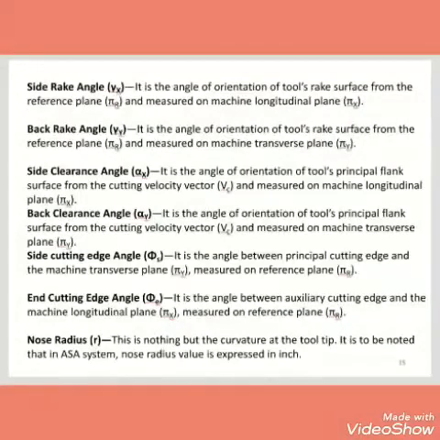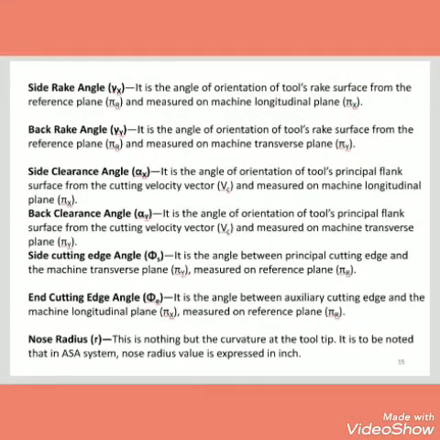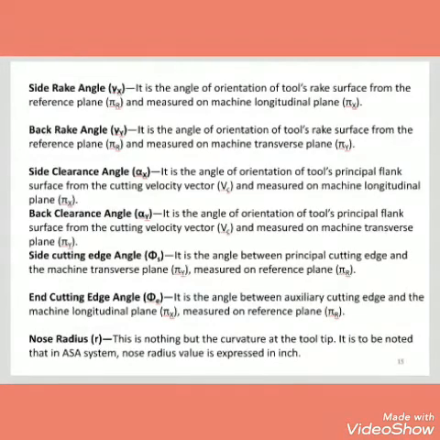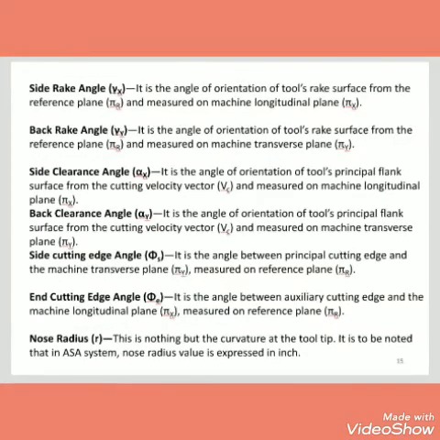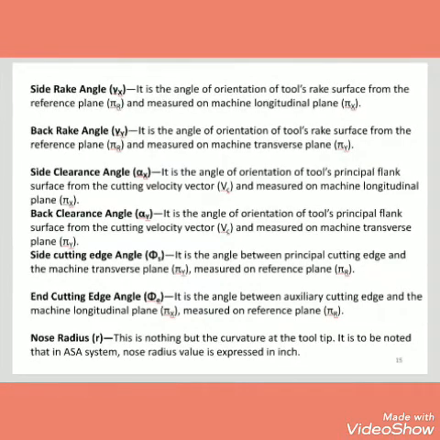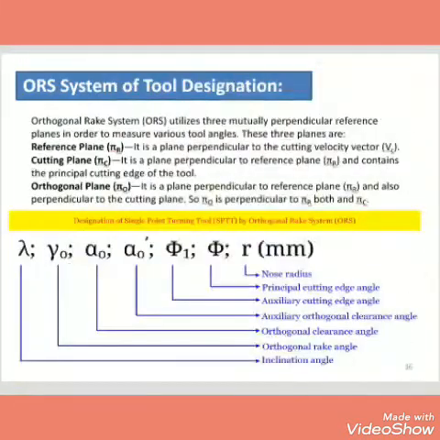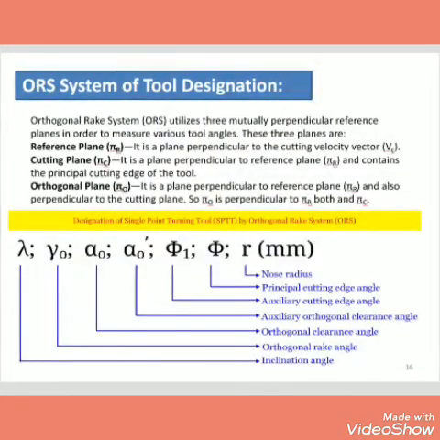Next is the side clearance angle, denoted by alpha x. It is the angle of orientation of the tool's principal flank surface from the cutting velocity vector, denoted by V in the suffix of C, and measured on the machining longitudinal plane. Next is the back clearance angle. It is the angle of orientation of the tool point.